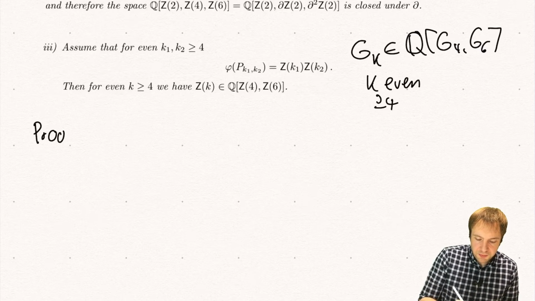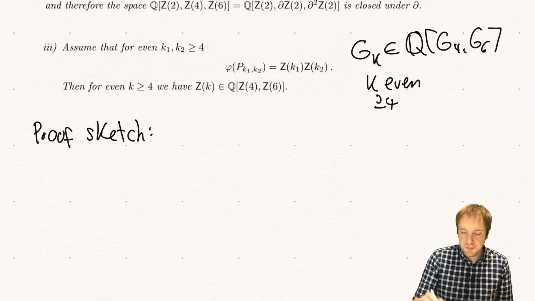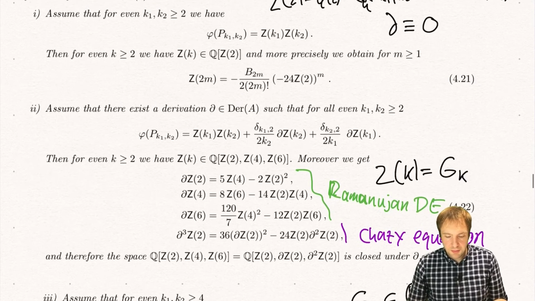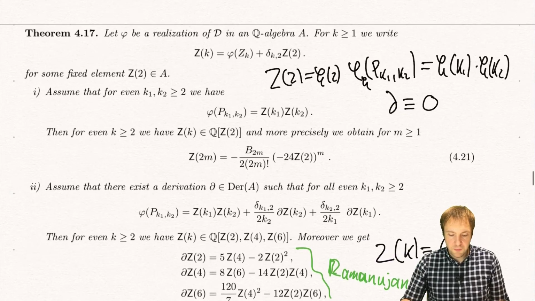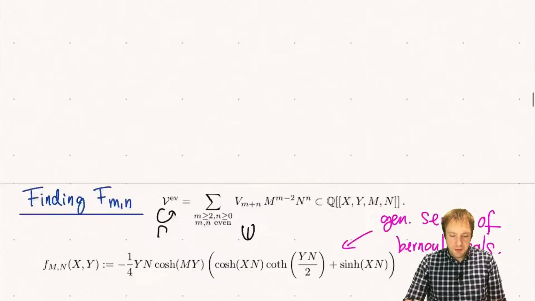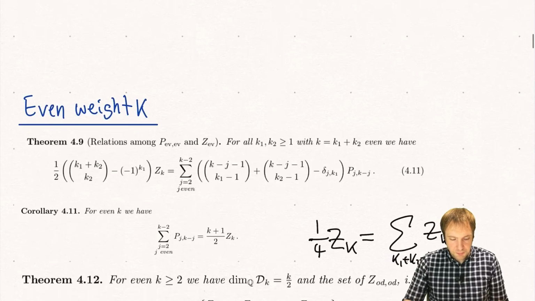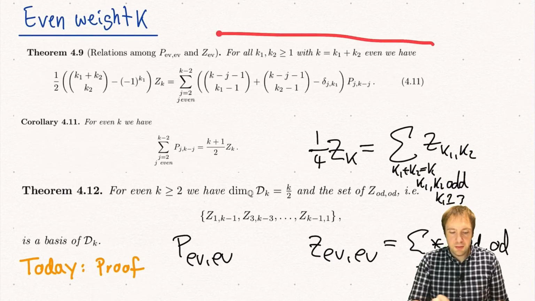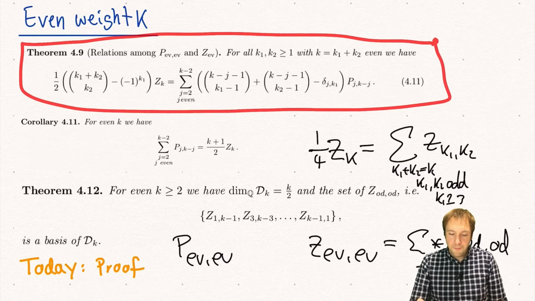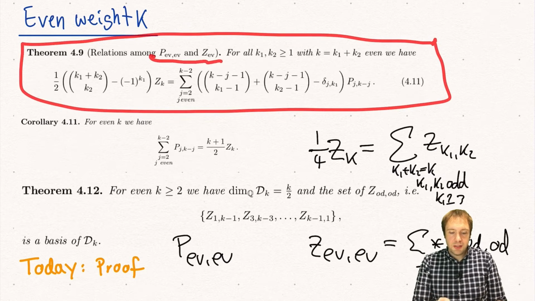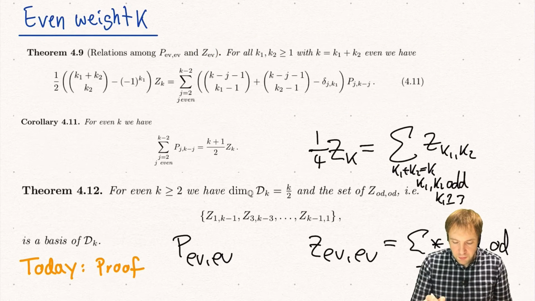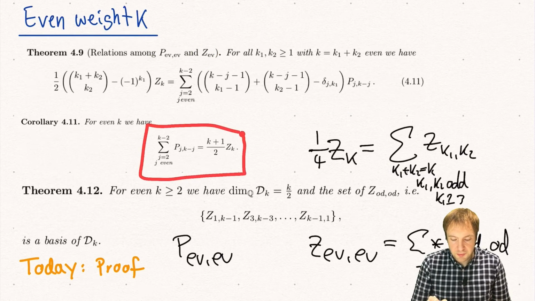So the proof sketch is that all statements here actually follow from the theorem at the beginning. So let me recall this one. So this theorem here, which we proved last time, which gave us relation among p even and z even, and for example one implication of this theorem was this one here.